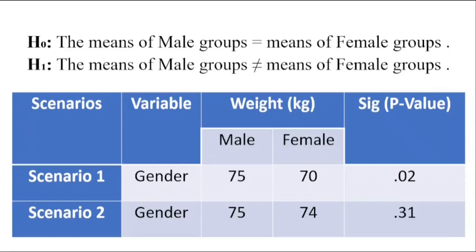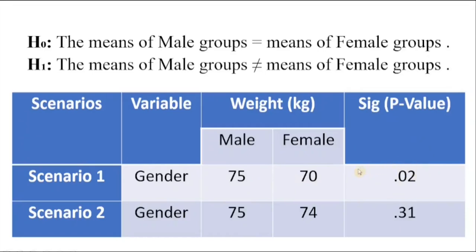Please take note that the method of interpreting the results in this table is not entirely different from the previous example, but in this case, we are comparing the average weight between male and female gender groups. Now, in scenario 1, the reported mean weight for males is 75 kg, while for females, it is 70 kg. The difference between these two means is 5 kg. The p-value obtained from the independent sample t-test is 0.02.